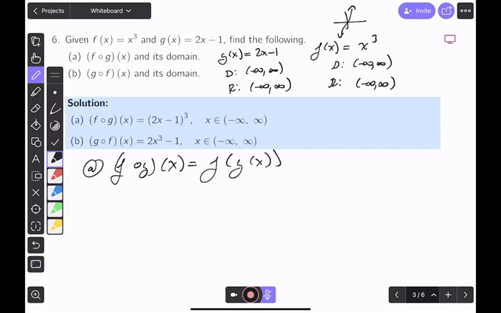And what's g of x? Again, it's not a memorization skill, it's a reading skill. g of x is 2x minus 1. Now, what does f do to it? It cubes it. There's going to be (2x minus 1) cubed.